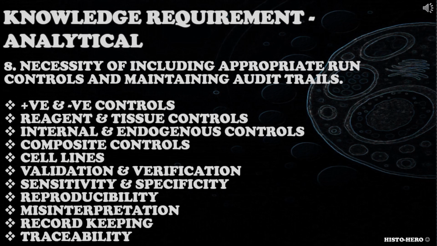The eighth knowledge requirement is for you to know the necessity of including appropriate run controls and maintaining audit trails. Why is it important to use controls during IHC staining? What types of controls can you use during IHC staining? How do you maintain audit trail for control material? What documentation is needed when it comes to verification, use, and disposal of control material? How would you create a control material for IHC staining?